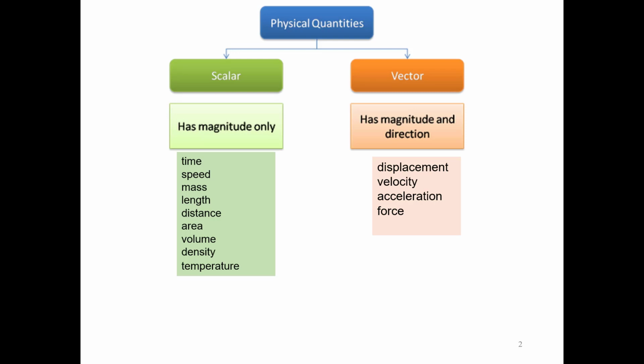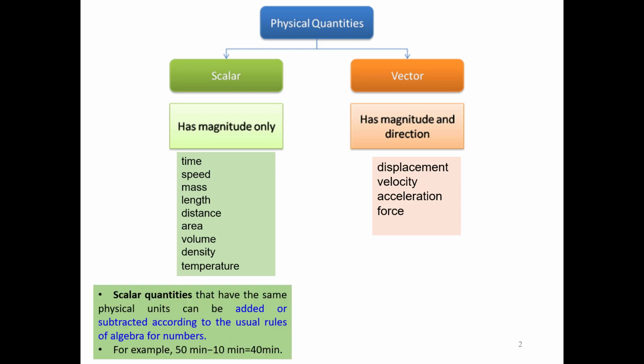But in the case of vector quantities, we can mention some examples like displacement, velocity, acceleration, or force. For example, if we want to apply a force, then we need to know in what direction we need to apply the force. Yes, we need to apply it to the left, to the right, or in some other direction. This is why all these quantities are vector quantities.